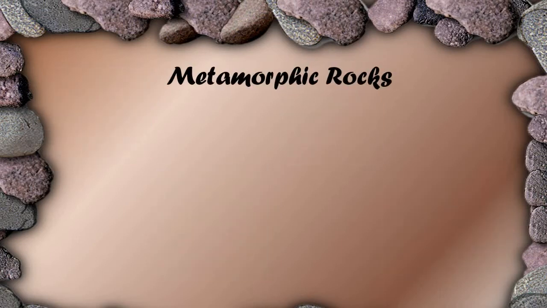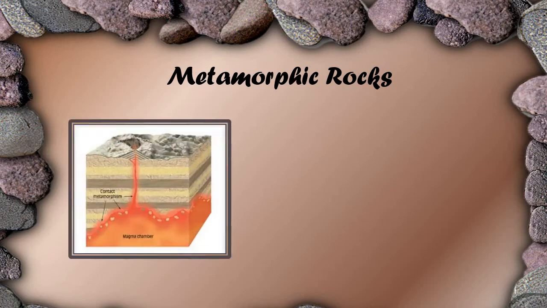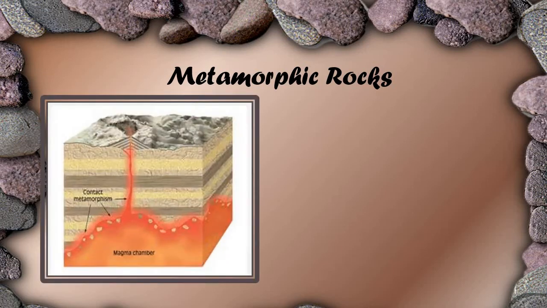Now we will move on to our third type of rock, that is metamorphic rock. Now, what are metamorphic rocks? Why are they known as metamorphic rocks? In this picture you can see the magma chamber. As I have explained earlier, due to the very high temperature inside the earth crust, there is a liquid form inside the earth crust, that is known as the lava or the magma.